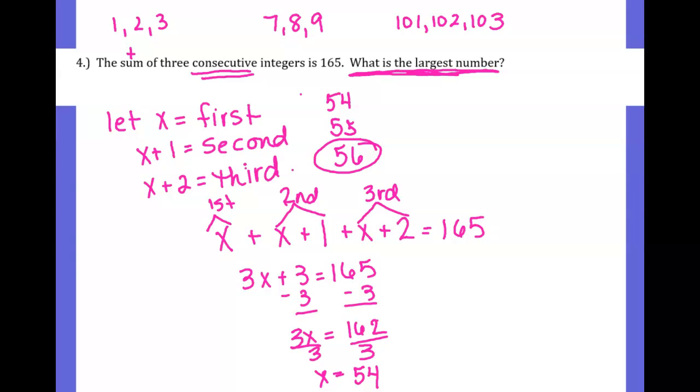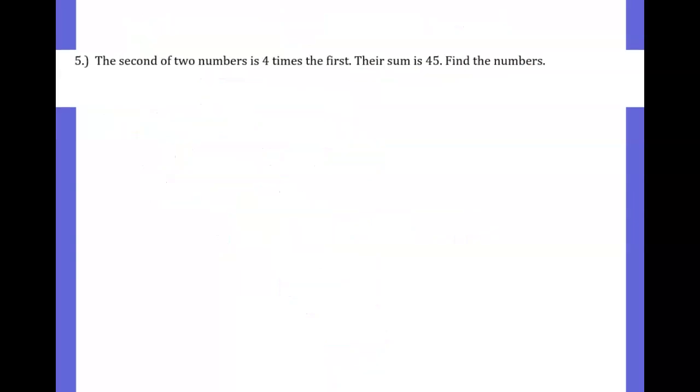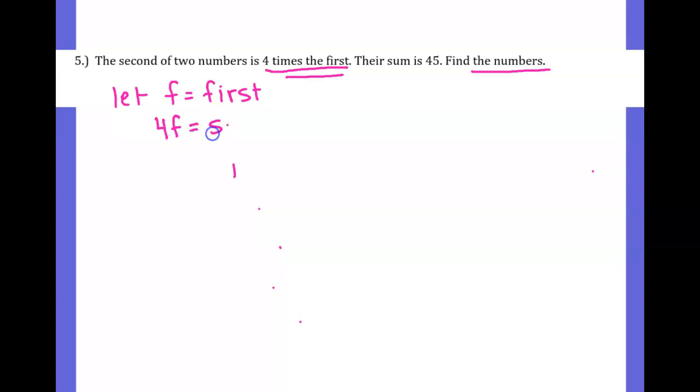All right, moving on to number 5. It says the second of 2 numbers is 4 times the first. Their sum is 45. Find the numbers. Let's let f be the first number. If f is the first number, the second of 2 numbers is 4 times the first, so we're just going to let the expression 4f be the second number.